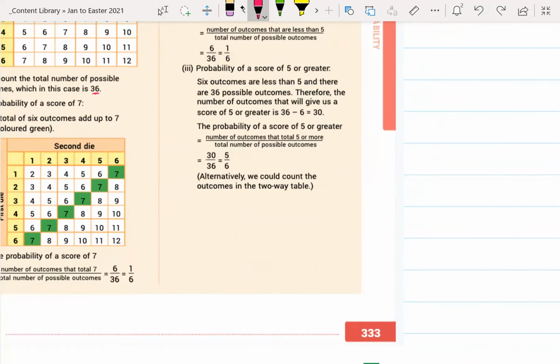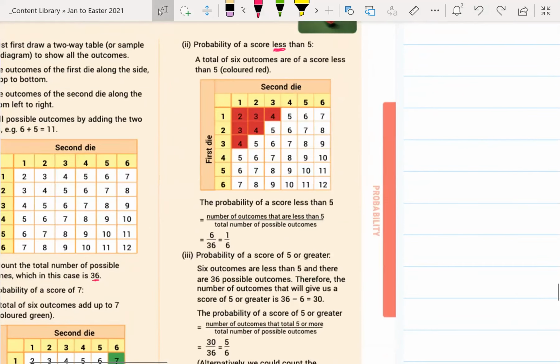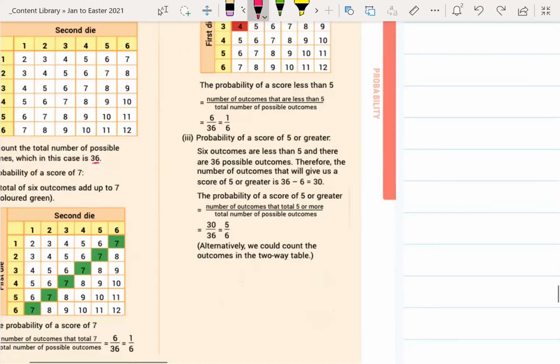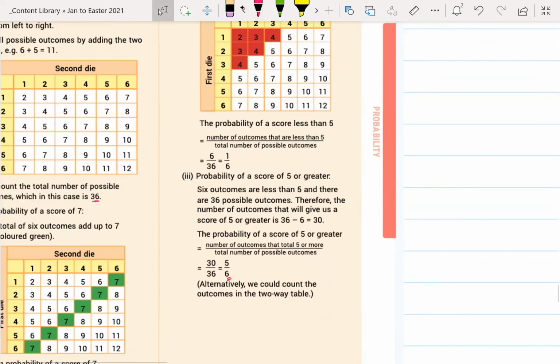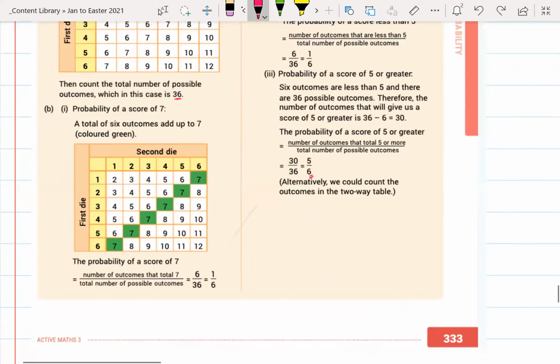Probability of your score of 5 or greater. So you're talking about all of these. Basically the opposite of what we just did up there. So if the probability of getting less than 5 is 1 over 6, then the probability of getting 5 or greater must be 5 over 6. I hope that makes sense. Okay. Or you can just count up the white boxes here, as I said. All right. And there'll be 30 of them, and that reduces to 5 over 6.